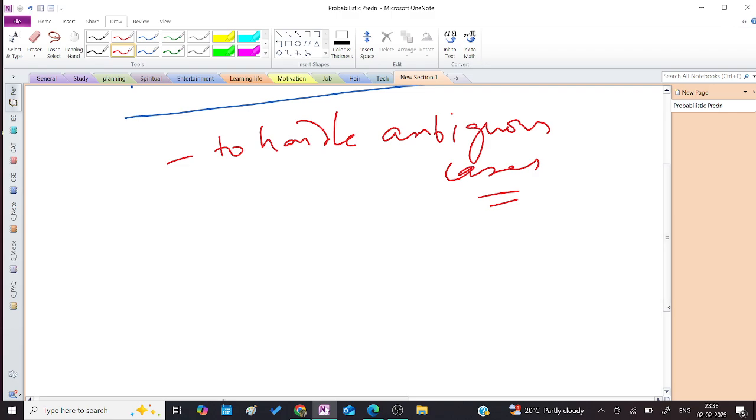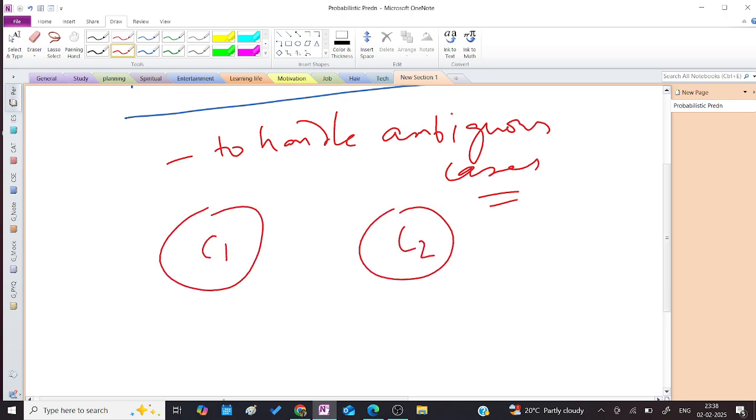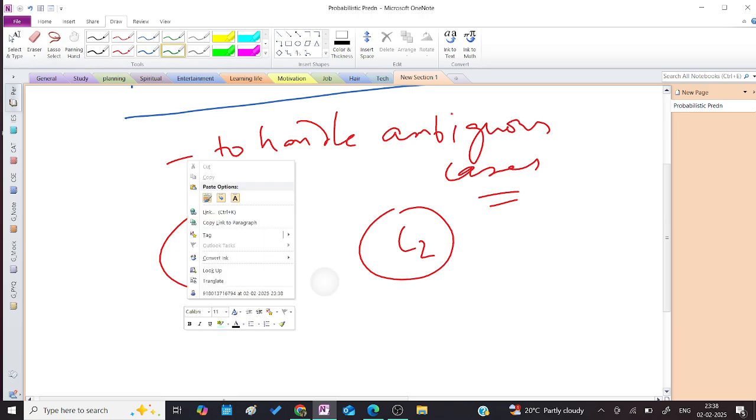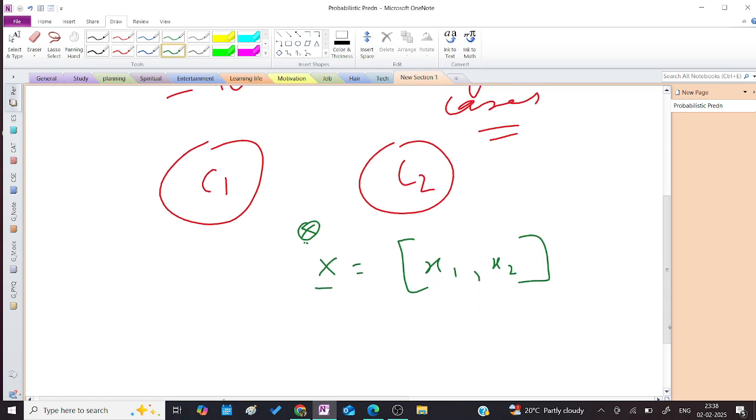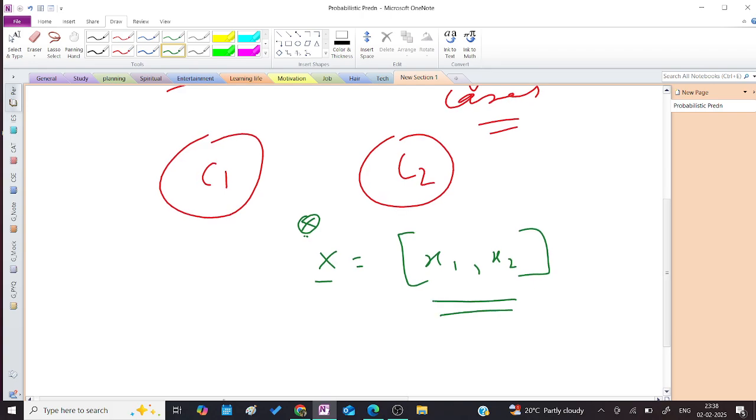So, what actually happens? Suppose there is a class 1 and there is a class 2, right? And we have some data, this data point. Now this data point must have some features, right? X1, X2, and from these features it is not clear whether this data point belongs to class 1 or class 2.